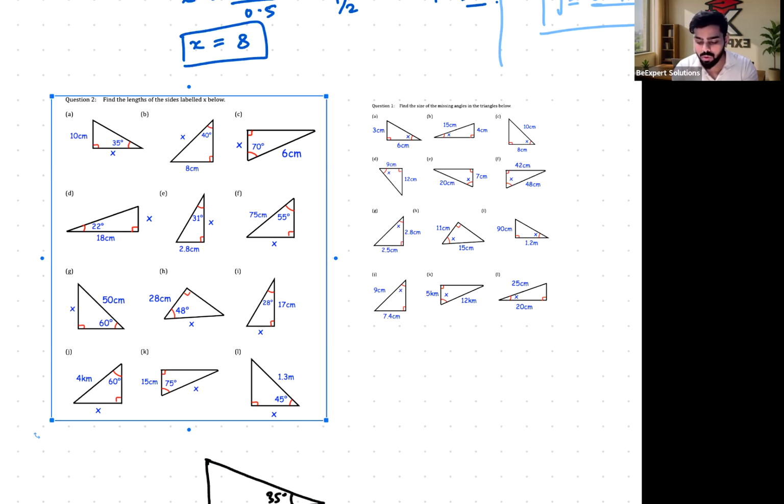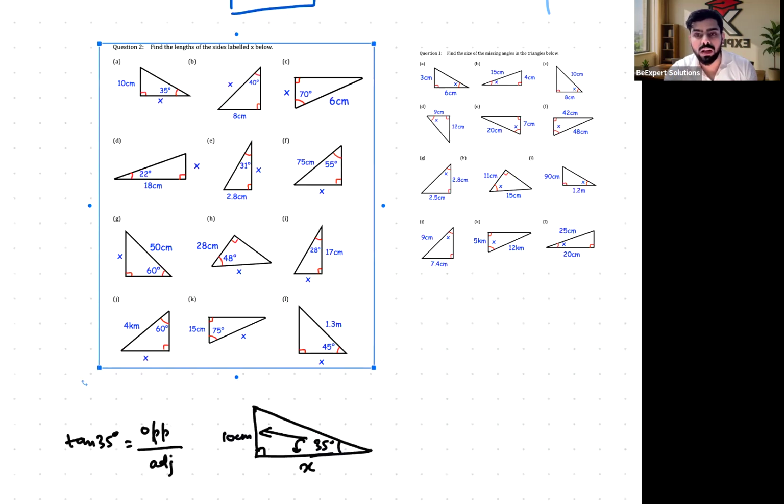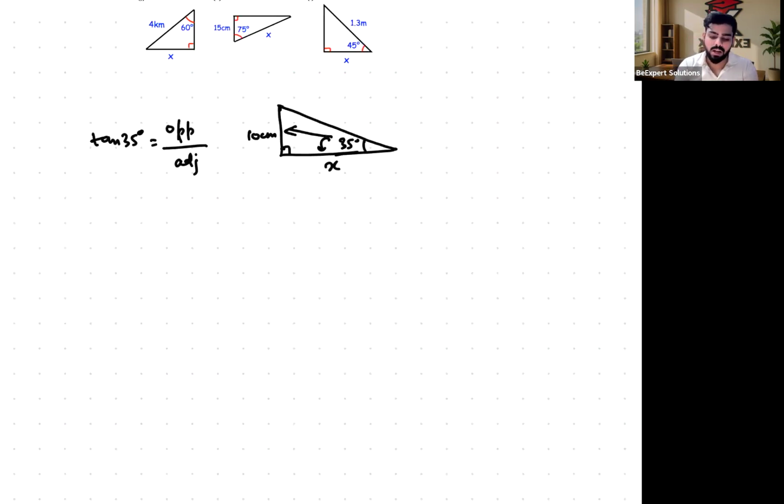In that case you can use a calculator. For example, this is adjacent, right? And this is opposite. So opposite over adjacent is basically nothing but tan. Tan of 35 degrees. Now you might be thinking, "Wait, what is tan 35 degrees? We don't know the value of tan 35 degrees." So for that you need to use a calculator, but first you can put up the values.